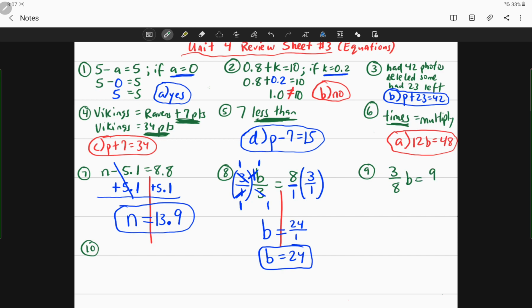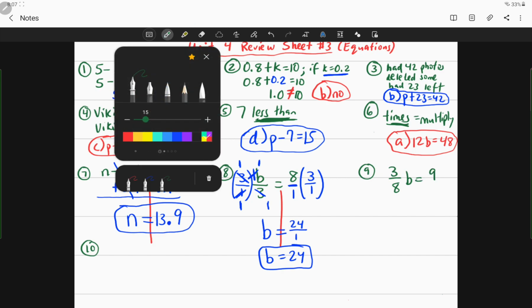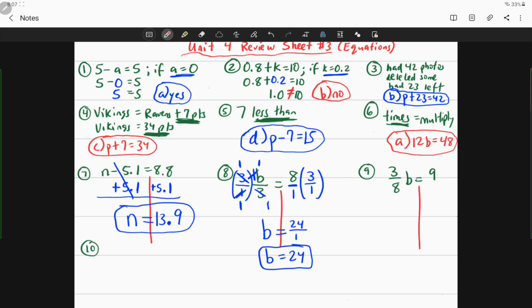Okay, same idea as number 8, same steps: equal sign, let's draw a line. Next, what operation are we looking at? Well, we see it's division, since it says 3 over 8, or in other words, 3 divided by 8. So again, we get rid of division by using the inverse operation of multiplication. So multiply, and again, to get rid of that fraction, multiply by the reciprocal. So instead of 3 over 8, it's 8 over 3.